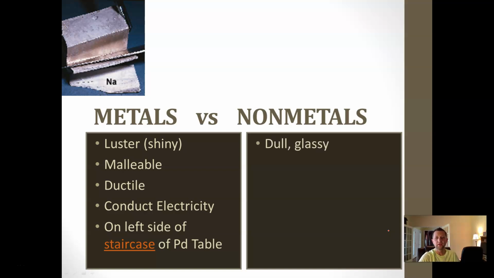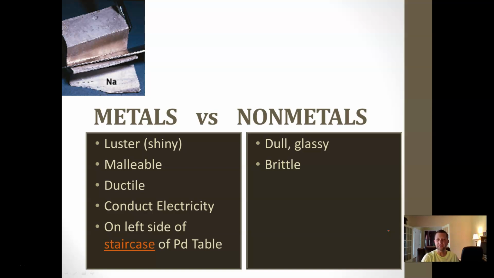So nonmetals, complete opposite. Dull or glassy looking. Think of a piece of charcoal, like a piece of wood, right? So those are nonmetals. They're dull, they're glassy looking. They're definitely not malleable or ductile. Like a piece of charcoal, if you whack that with a hammer, it's going to break into a million pieces, right?